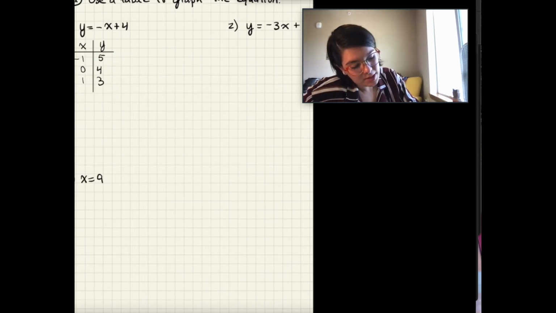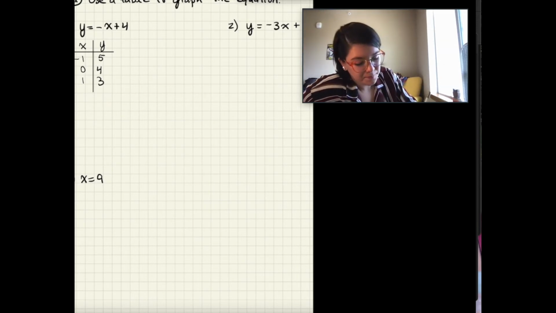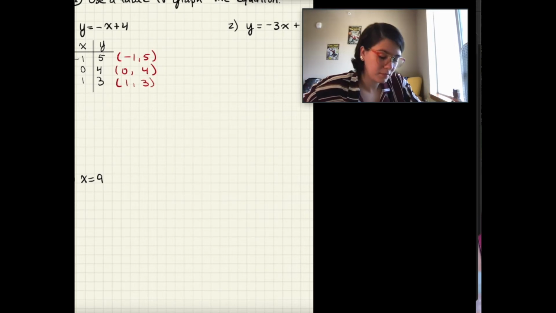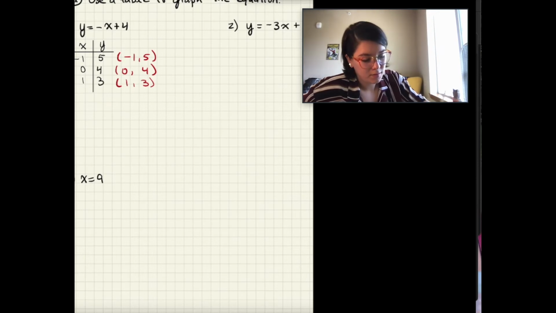Okay, so using our table, what this does is it gives us 3 coordinate points. It gives us the points -1, 5, 0, 4, 1, 3. So on the left side of a column, we had all of our x coordinates, and on the right, we had all our y coordinates.